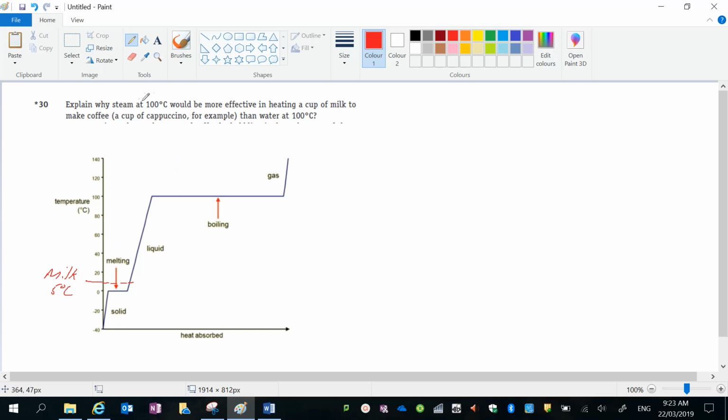So it says you can either use steam at 100 degrees. So this is where we just start to make steam at that point there. Is more effective than water at 100 degrees. So there's our water.